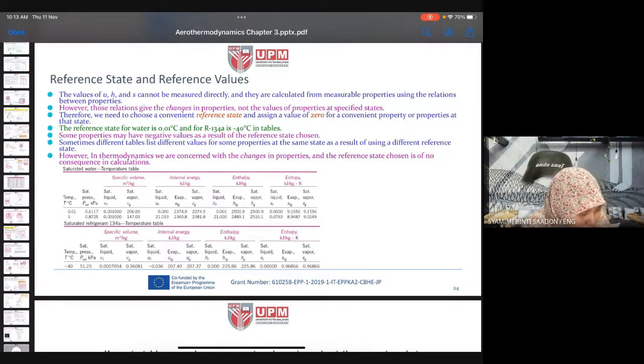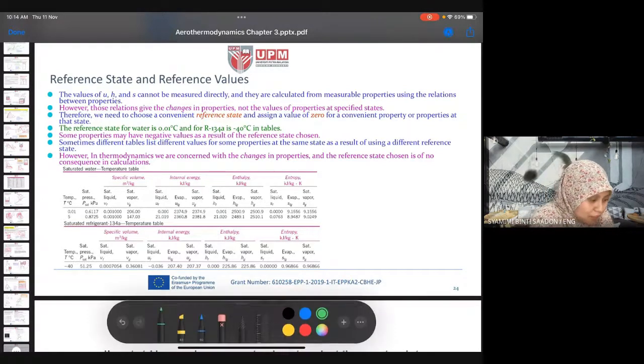For example, if you have temperature, the first table is water, and the second table is refrigerant 134A. So it's different. The thermodynamic tables are specific, unique for each substance. So different substance, carbon dioxide or a different refrigerant, has to have another different table. So we cannot use the same table for different fluid or different substance. That's why we have to read carefully.